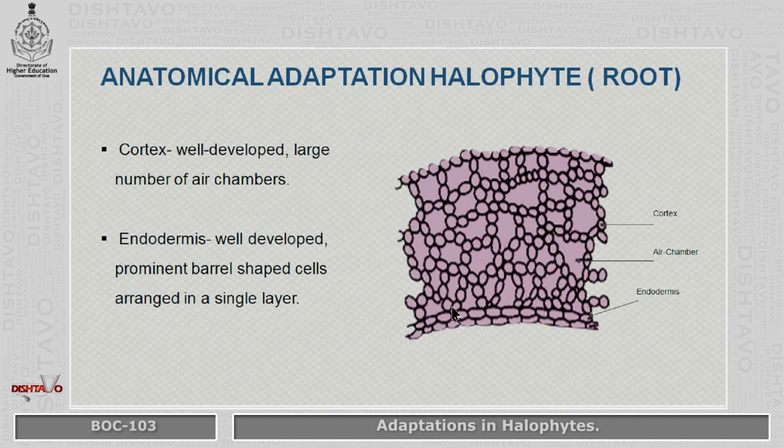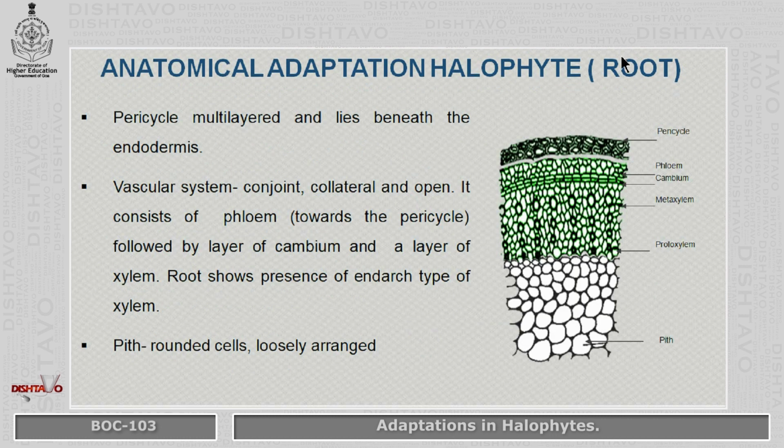Endodermis is a single layered, barrel shaped and well developed. Pericycle is multi-layered and lies beneath the endodermis. Vascular bundle is conjoint, meaning xylem and phloem are together. Collateral, they are on the same radii, and open, meaning they have a vascular cambium region. The root exhibits an endarch type of xylem. Pith is round cells and they are loosely arranged.